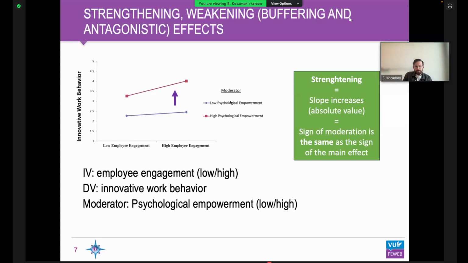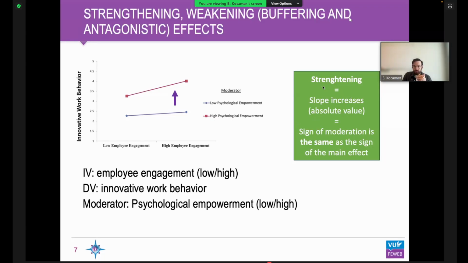And then if you look at the moderator, you get two different regression lines, because the moderator changes the relationship between IV and DV. As you can see in the low psychological empowerment case, the slope is less, and in the high psychological empowerment, you see a steeper slope. So this change in innovative work behavior from low to high is more pronounced, more intense in the case of high psychological empowerment.